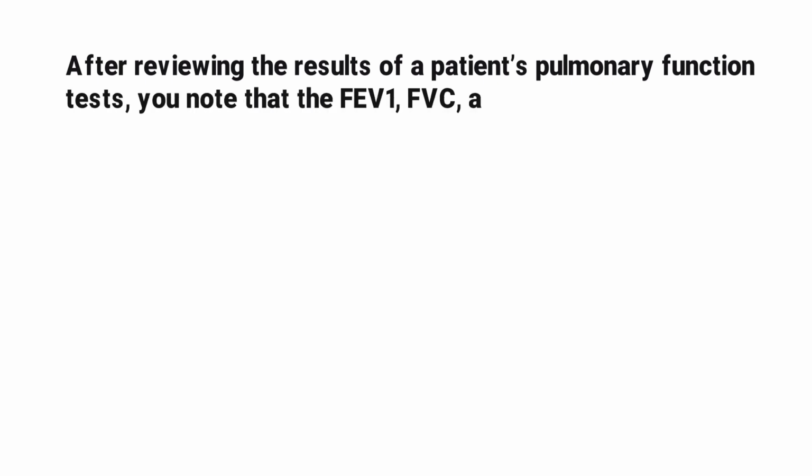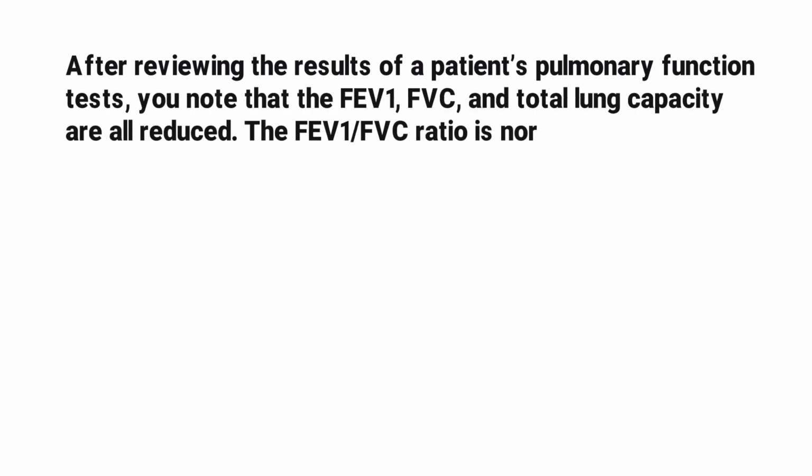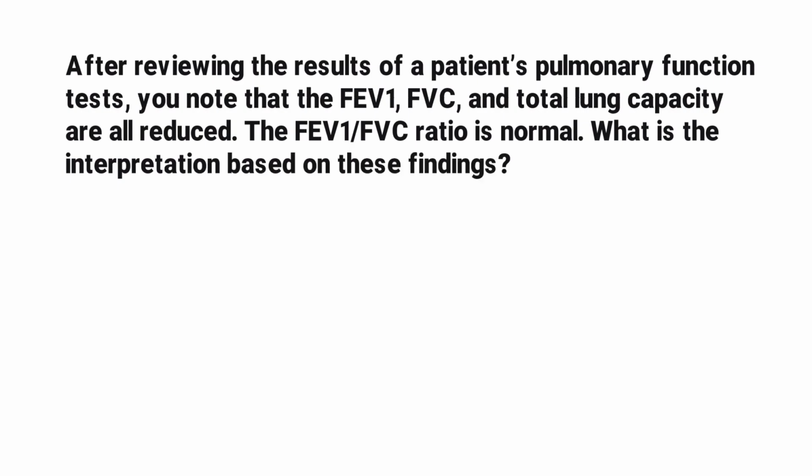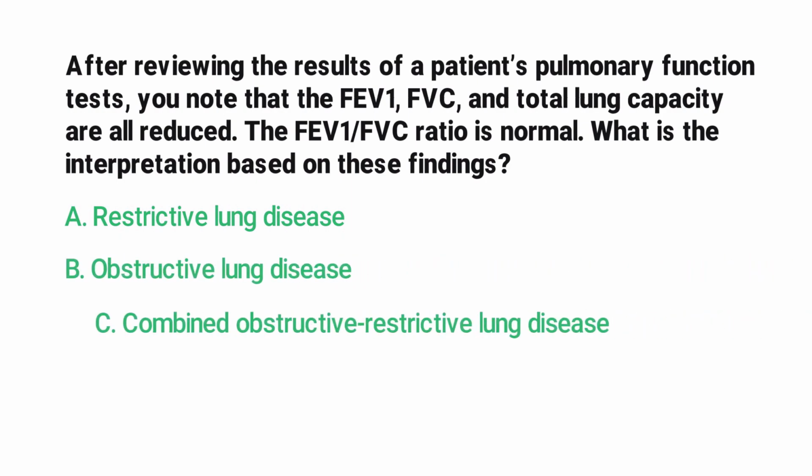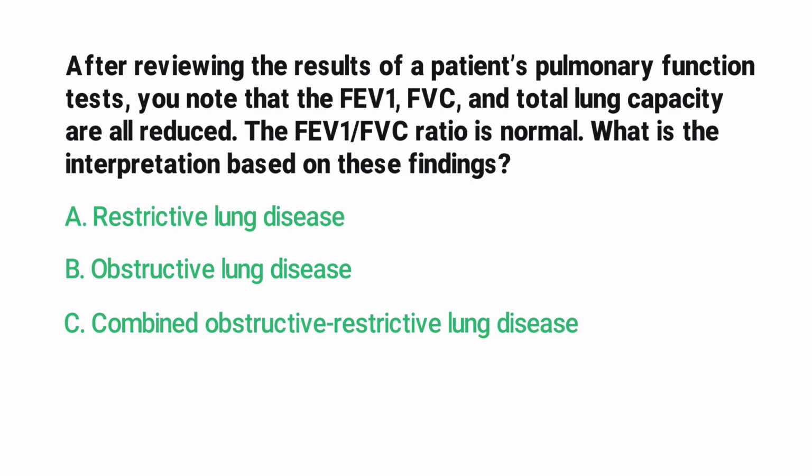After reviewing the results of a patient's pulmonary function tests, you note that the FEV1, FVC, and total lung capacity are all reduced. The FEV1 to FVC ratio is normal. What is the interpretation based on these findings? A. Restrictive lung disease. B. Obstructive lung disease. C. Combined obstructive restrictive lung disease. D. The test is invalid.